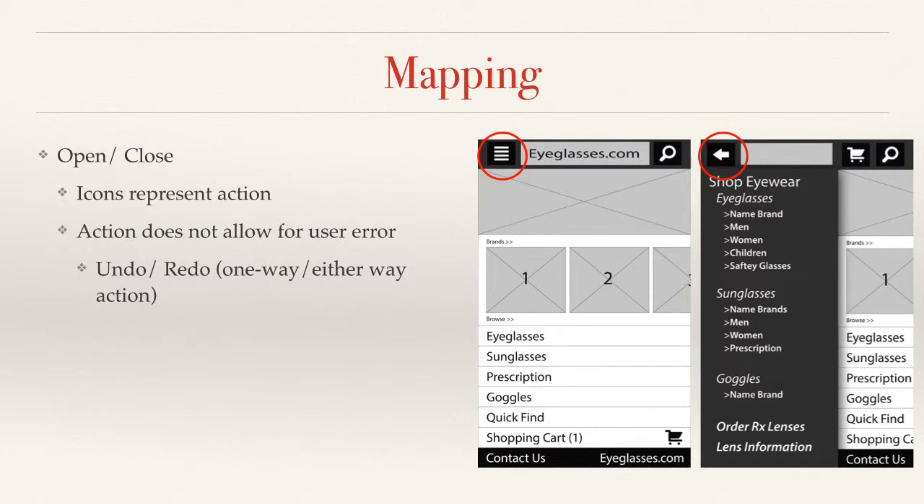It's a one-way street either way. It's either going to open or close. It's not going to do anything that would throw the user off. It's very learnable, which is what I like about having the icon in the same place, although the action might change.